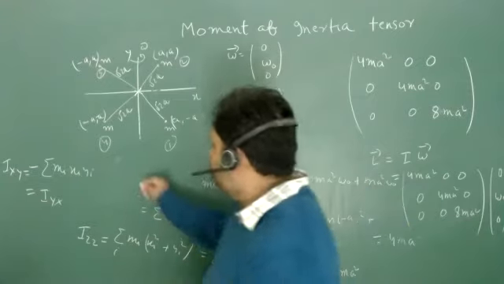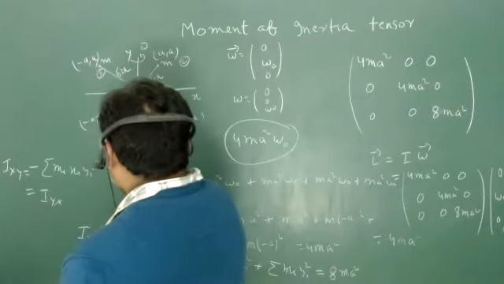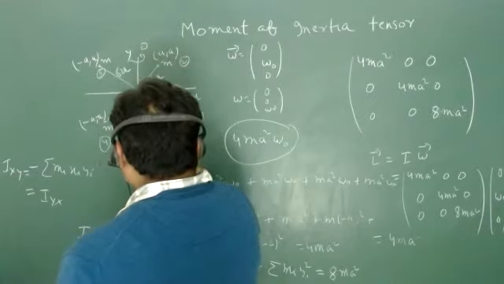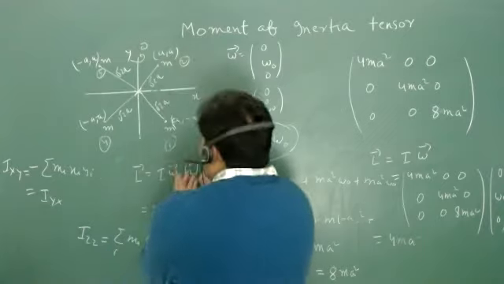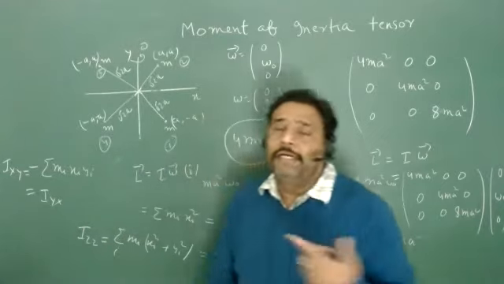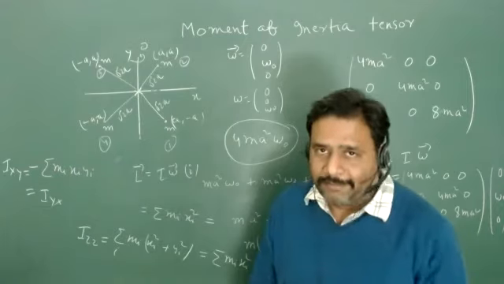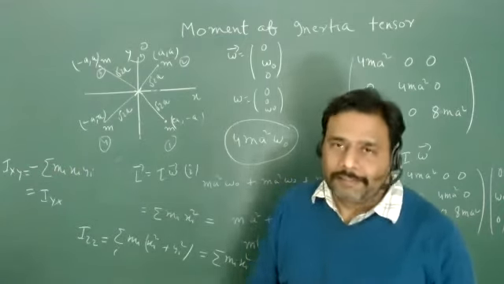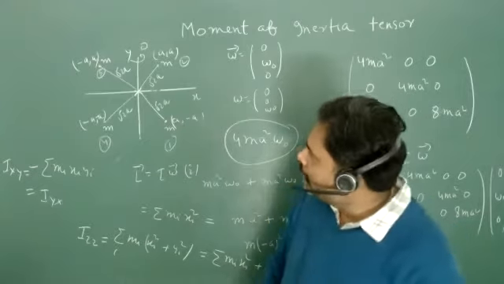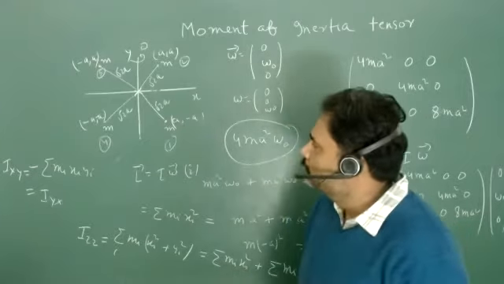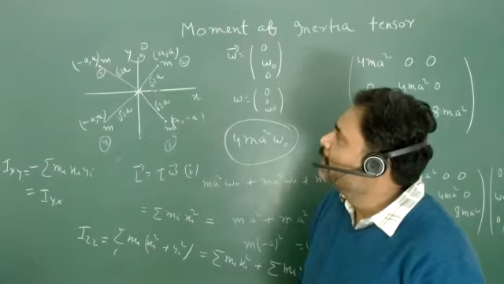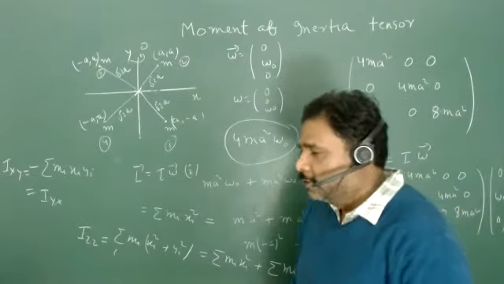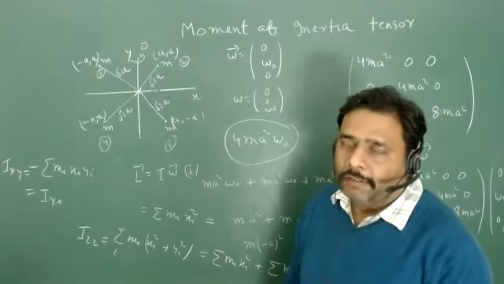For example, if someone asks you that this L is basically I into omega, and omega is in the z cap direction, then it is very common that you will say the direction of L is in the z direction. This is a very natural answer, but this is not actually correct. Let us try to do the same problem but we are changing the symmetry. Let us change this symmetry, then see what happens to our problem.